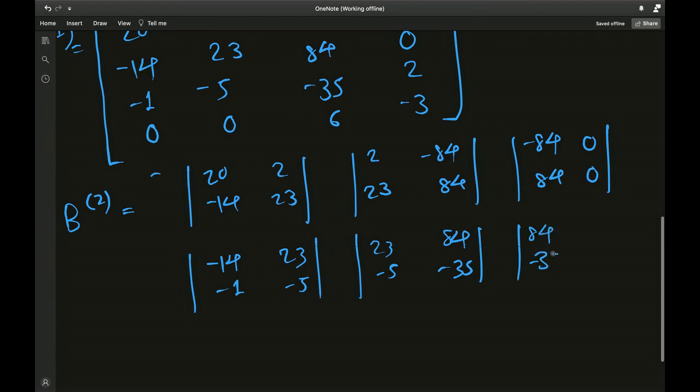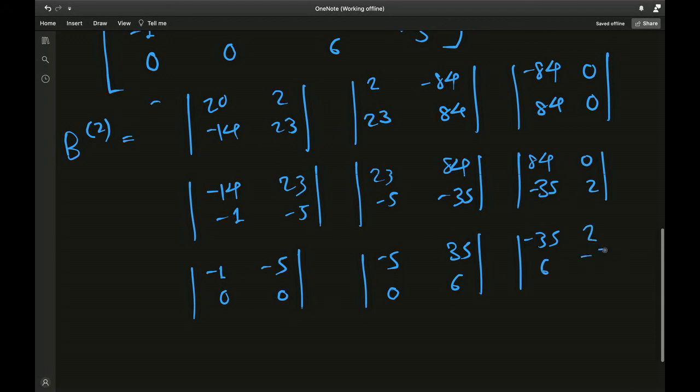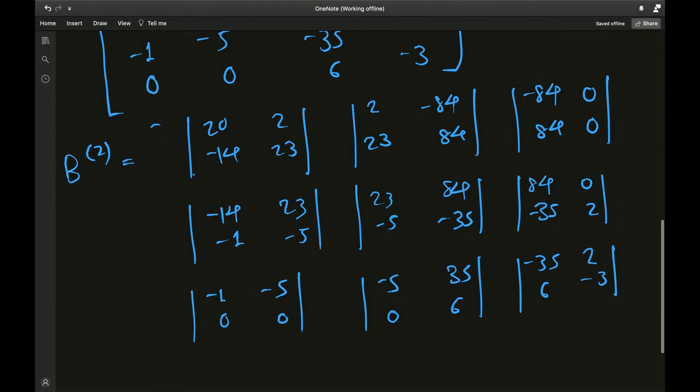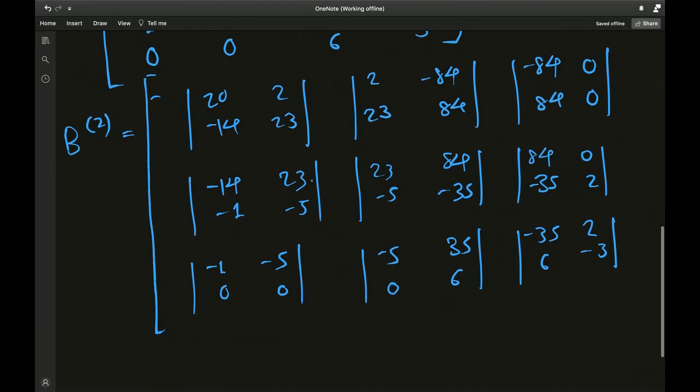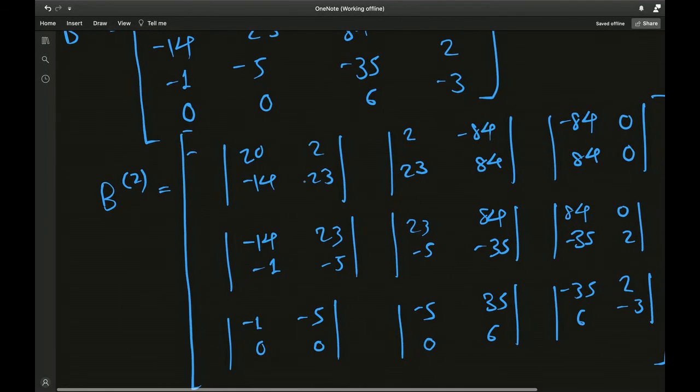84, negative 35, 0, 2. And the last row, negative 1, 0, negative 5, 0. Negative 5, 0, negative 35, 6. Negative 35, 6, 2, negative 3. And now, since we are at step 2, we need to divide each of these by the corresponding interior element two steps earlier.